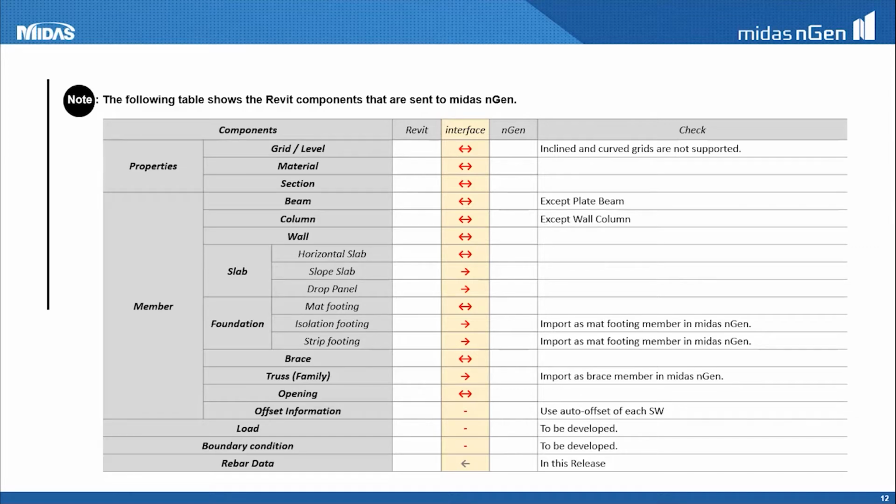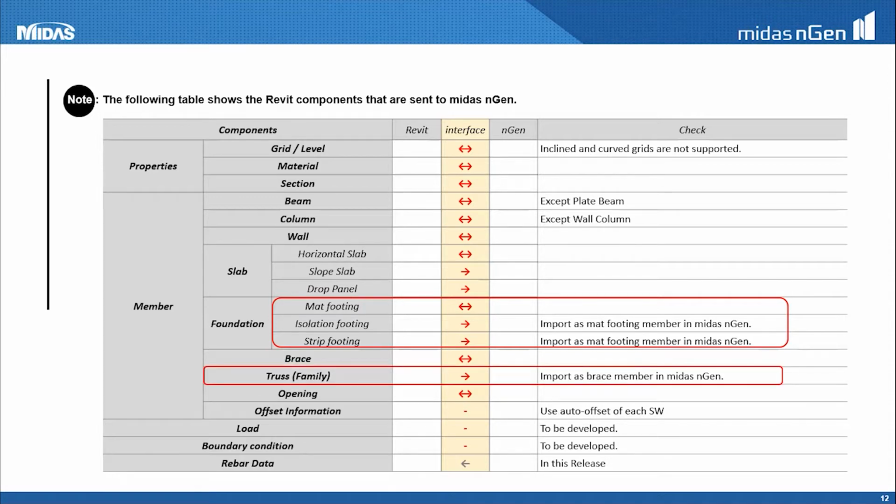The following table shows which structural members can be shared between MIDAS nGen and Revit Structure, and how it works in each program. The model properties such as grid, level, information, material, and section can be transferred in both directions, and most member data can also be transferred in both directions. However, nGen's isolated footing and strip footing data cannot be imported in Revit. Also, when importing Revit data in nGen, the model is converted into mat footing type.